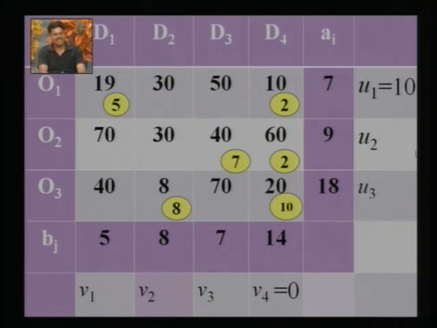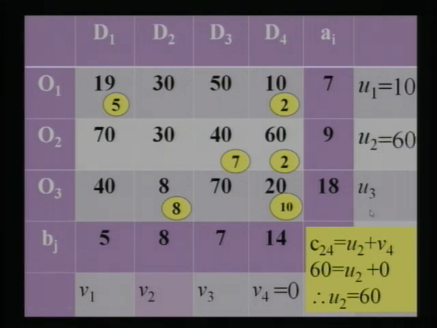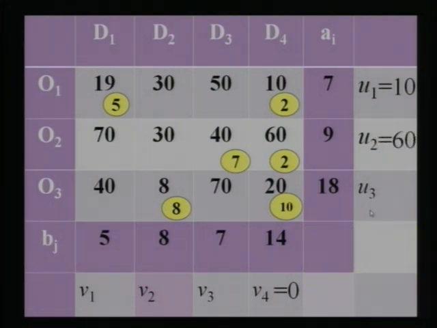Now let us find U2. To find U2 I will use again this occupied cell. That cell is 2, 4. So the formula for this particular calculation will be C24 equal to U2 plus V4. What is C24? It is 60. So I have written 60 here. U2 is not known to us and V4 is 0. So U2 plus 0 is equal to 60. Hence U2 is equal to 60. So I will assign 60 to the variable U2. So this step is also over.